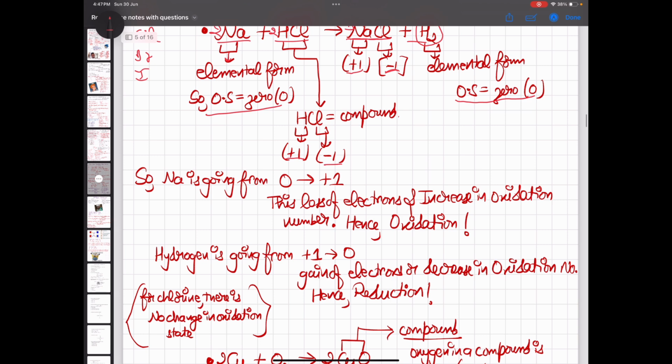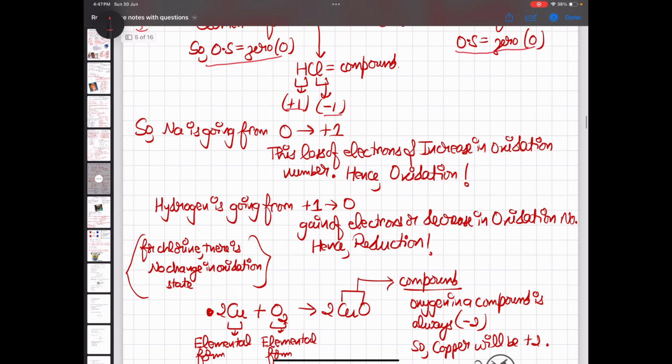Okay, so I have provided all of you with the reasoning here. Make sure to go through the notes. The reasoning is very simple. It will be very easily understandable.